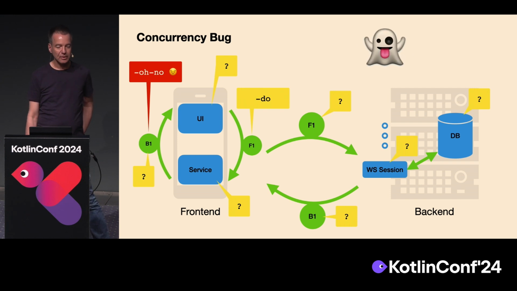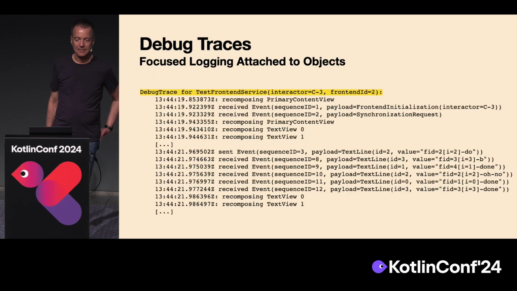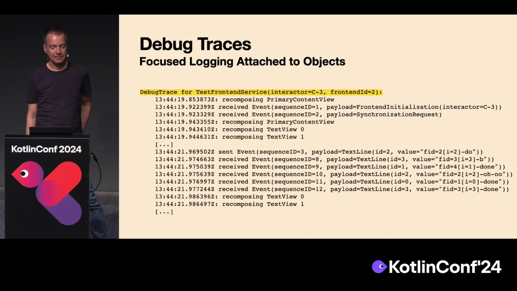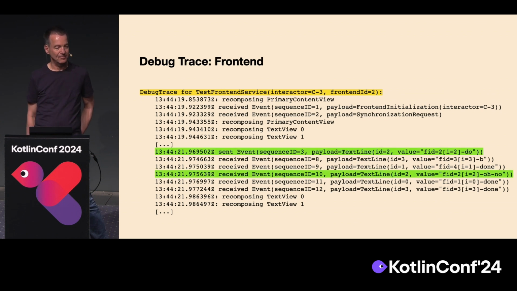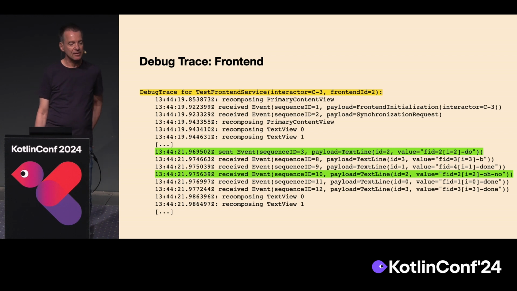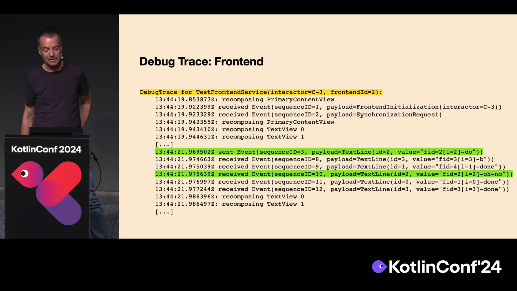Now, what if we could get some focused information about what happened when? We could use logging attached to objects, and that's what I call debug traces. Here, we don't see the intertwined logs of 4 front ends and the back end, but just the focused log lines for the single front end that was detecting the failure. So in this case, we can rule out front-end internal problems like our UI displaying the wrong content, because we clearly see, okay, the front end has got this from the back end.